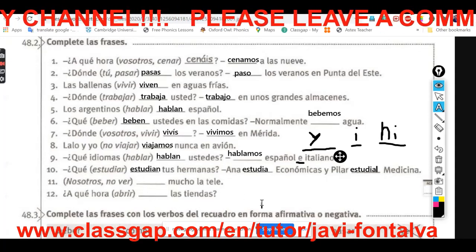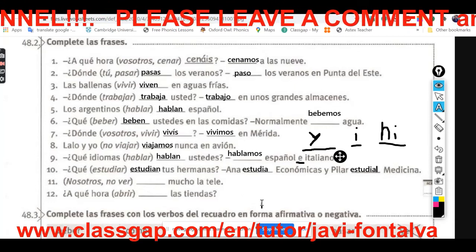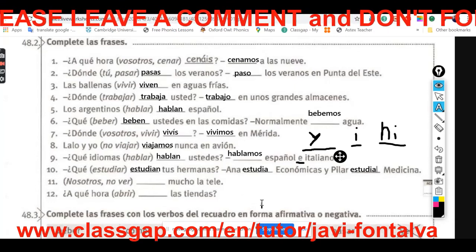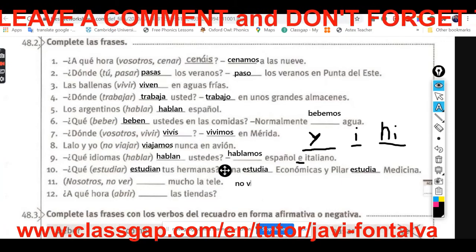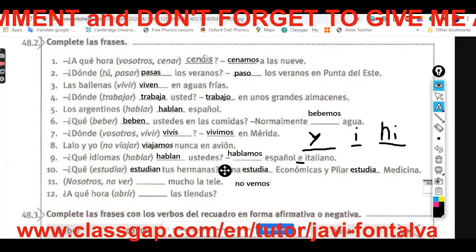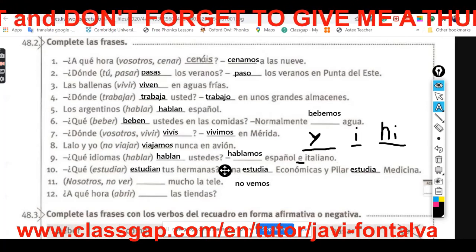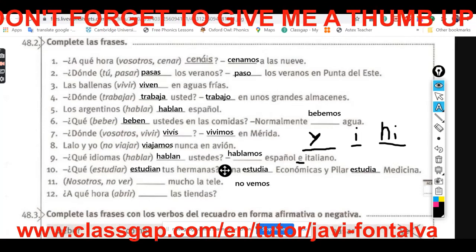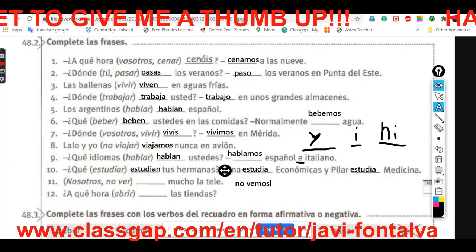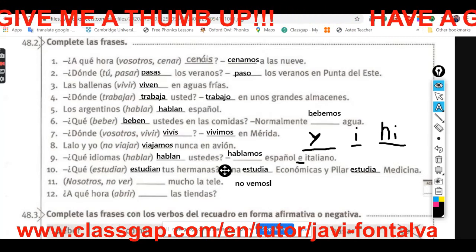Number 11. Nosotros no vemos mucho la tele. Perfect. No vemos. What does this mean? We don't see television a lot. There you are. Okay. Or we don't watch television a lot.